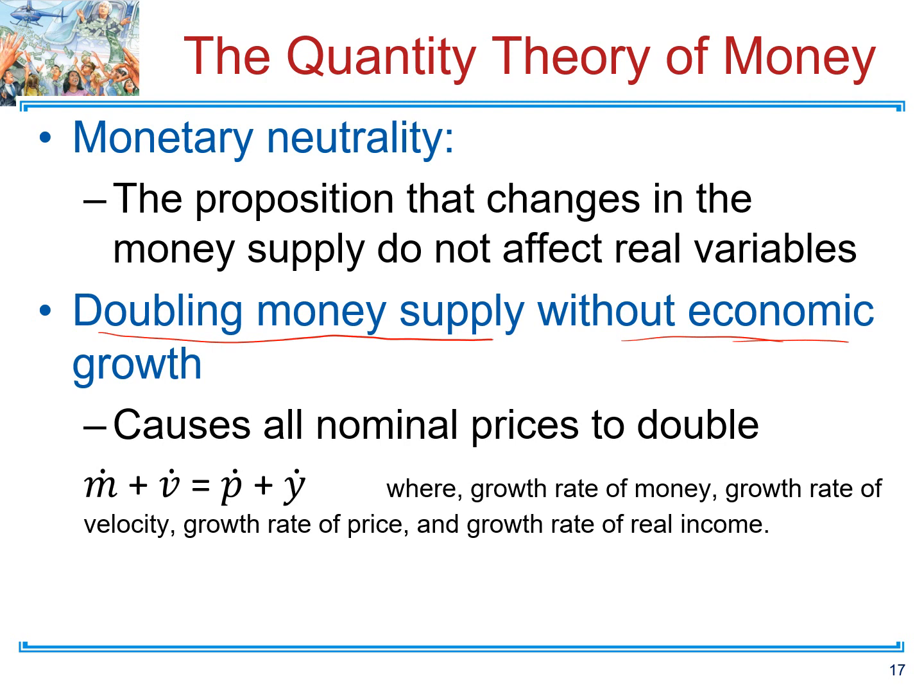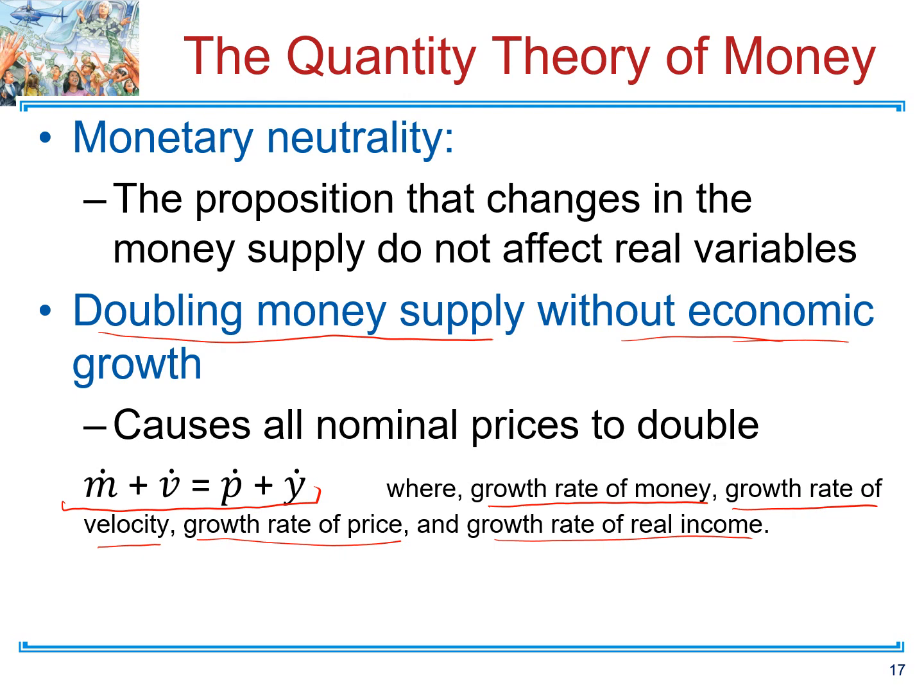Such as this: M dot is the growth rate of money, V dot is the growth rate of velocity, P dot is the growth rate of price, and Y dot is the growth rate of real income. This is Milton Friedman's version of the equation of exchange to show the relationship of the supply of money, real income, and the inflation rate.